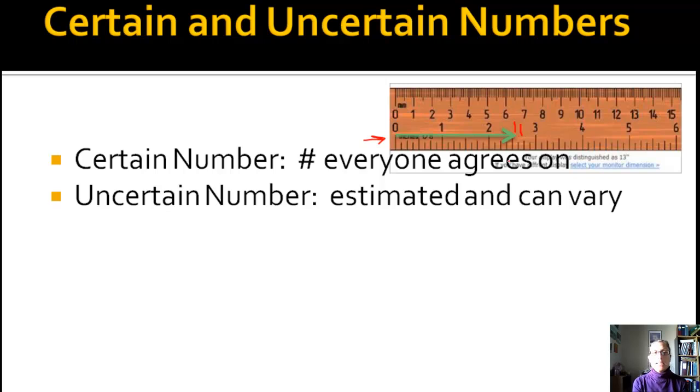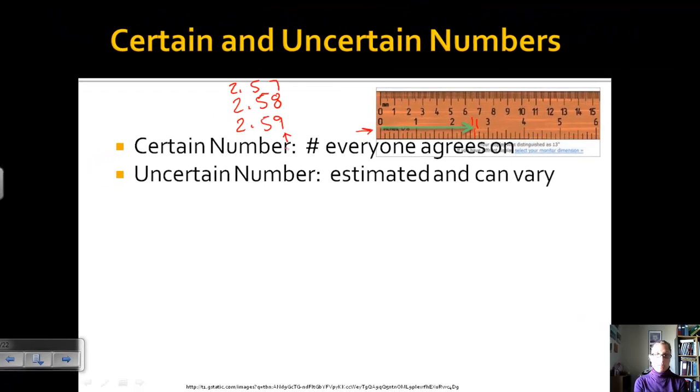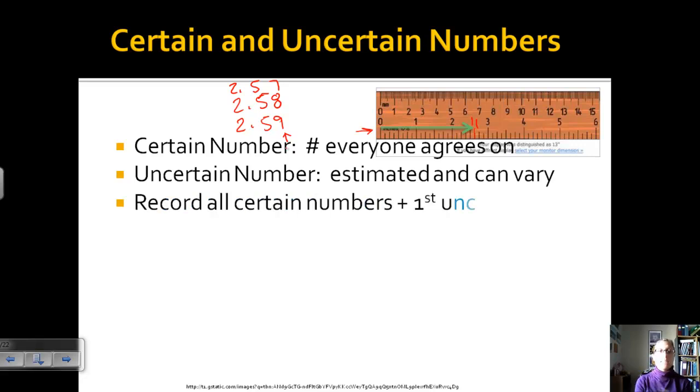The uncertain number is the estimated part, and it can vary. Let's say I look at this and I say that it is just a hair on the inside of 2.6, so I'm going to call that 2.58. Well, you may measure it and say, no, it's not 2.58, it's 2.59. And someone else may measure it and say, nope, it's 2.57. That last digit, the 7, the 8, or the 9, is what we call our uncertain number. That's estimated. Everyone would agree that it's at least 2.5 inches long, but that last part is estimated, and that can vary.